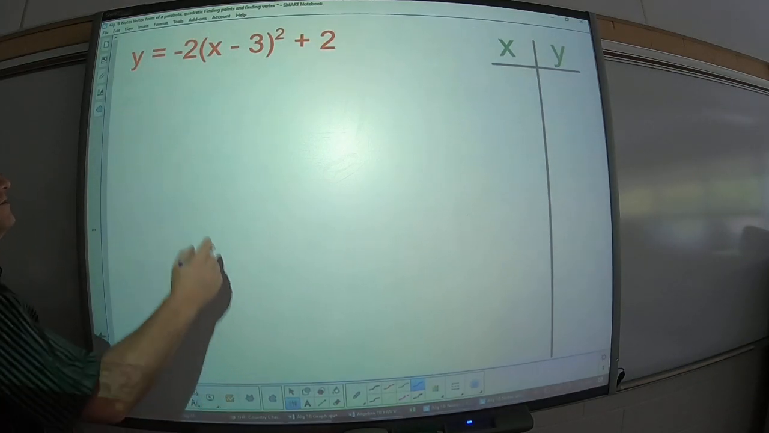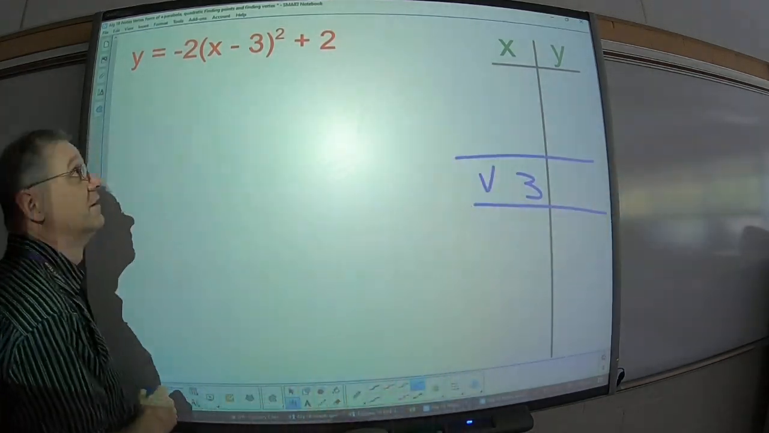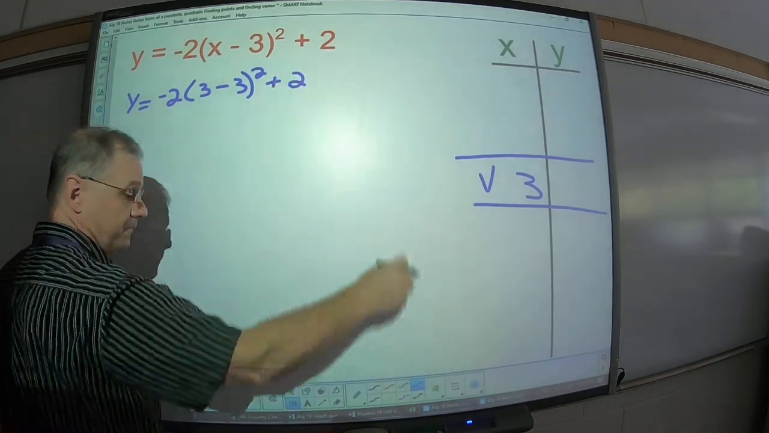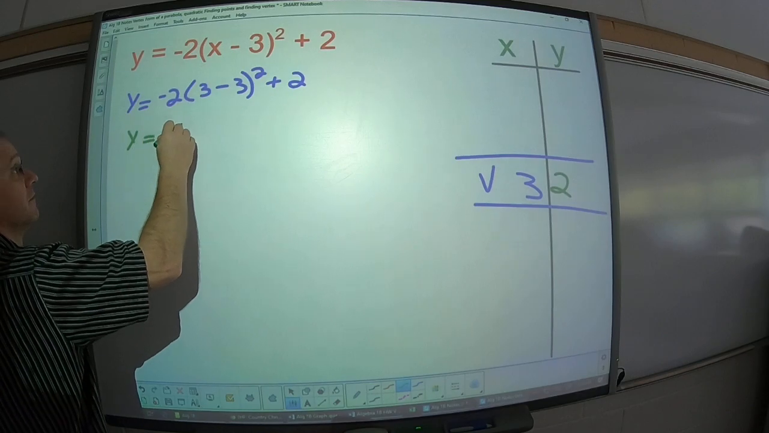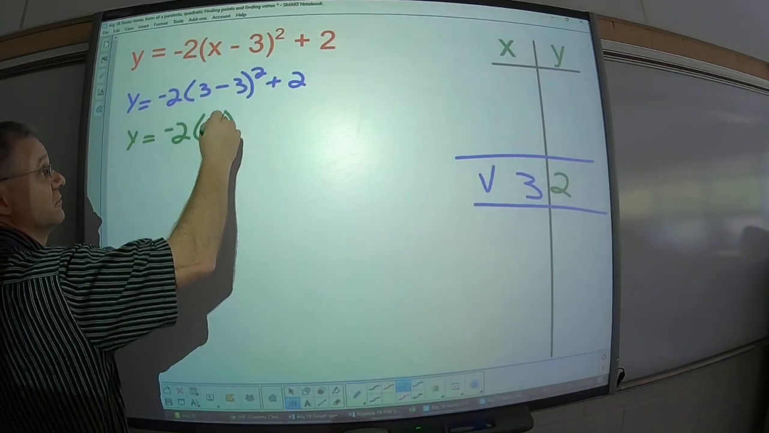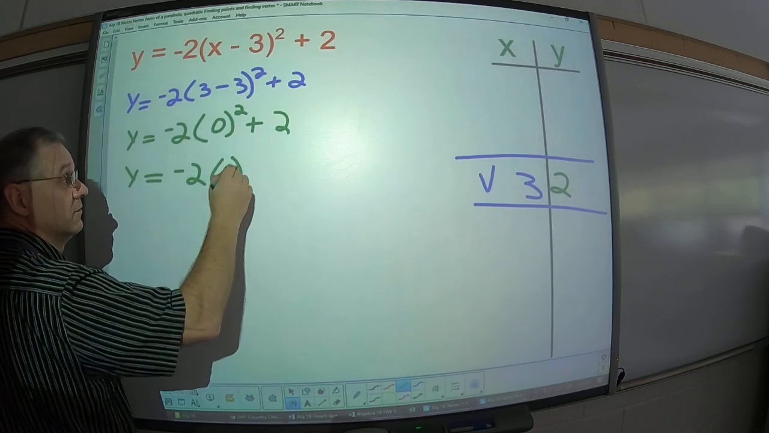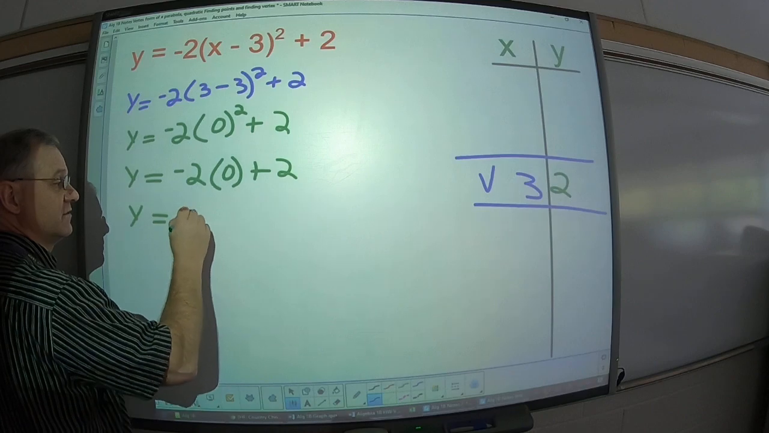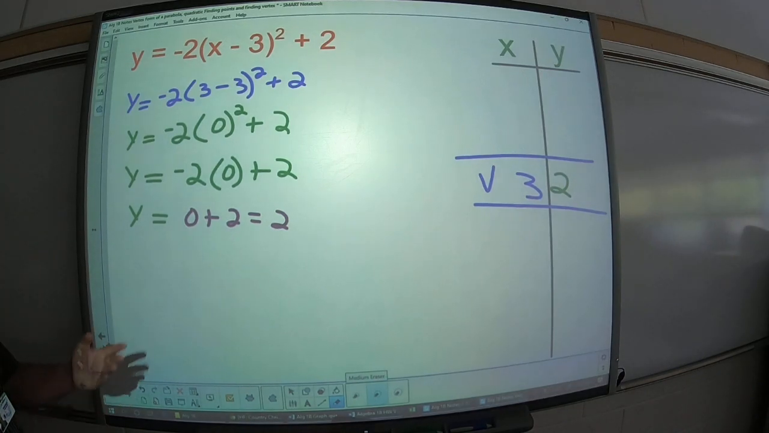Now that you've done the vertex, you should have found that if you put positive 3 in, you will get positive 2 out. Negative 3 minus 3 is 0 squared. Negative 2, 0 squared is 0. Negative 2 times 0 is 0, plus 2 is 2. And there we have it. Now pause and try to get 2 points on either side of your vertex.